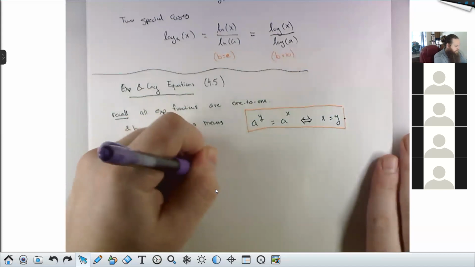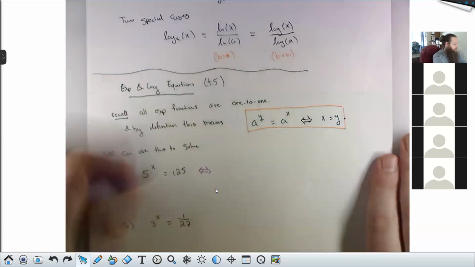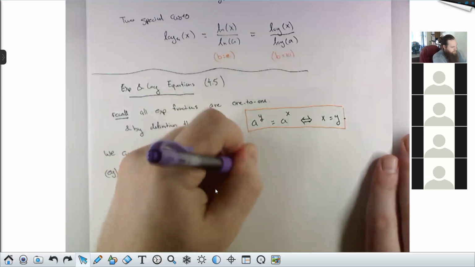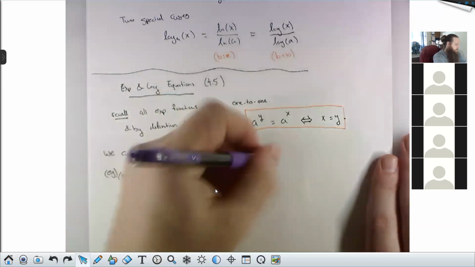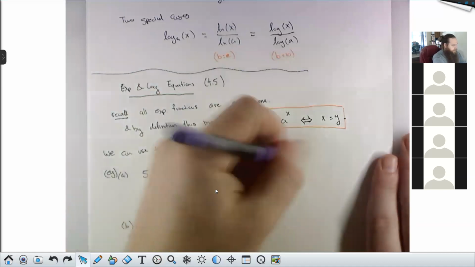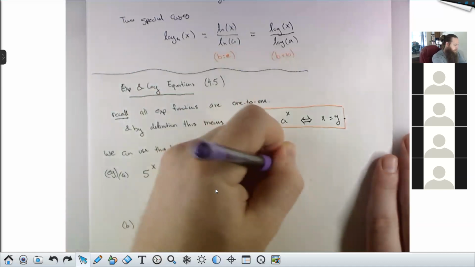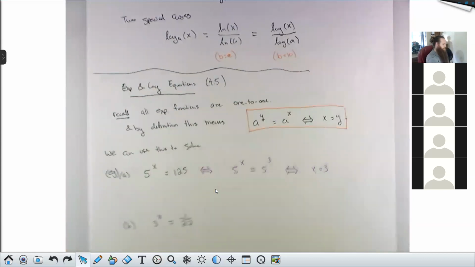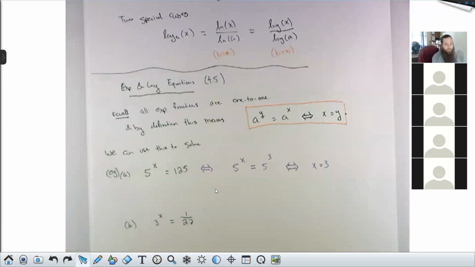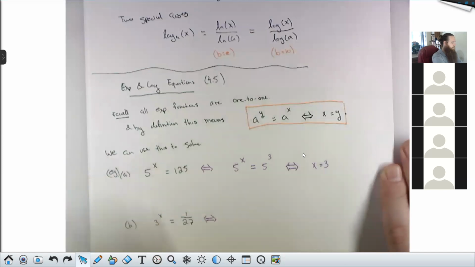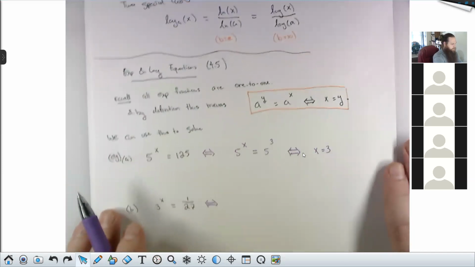So the way we get started here is by rewriting the right-hand side as a power of 5. 5 to the x is 5 to the x. 125 is 5 to the 3. And now, by the orange box property above, x has to be equal to 3. Nothing crazy going on here. The fun is when you want to rewrite that right-hand side as a power of the base on the left; sometimes it can be a little bit tricky.